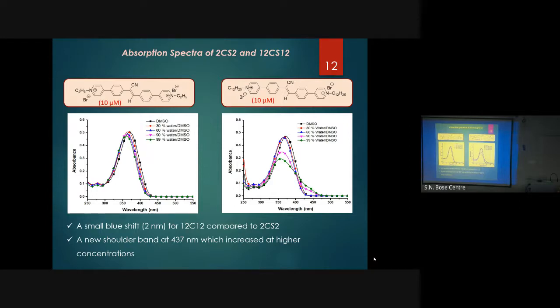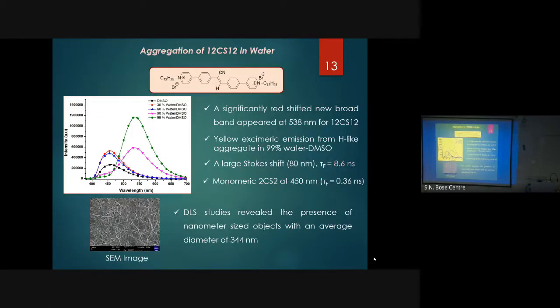But when you go to C12, especially at 90 and 99% water, you see a decrease in the absorption as well as a shoulder band coming up, and these things told us that it is undergoing aggregation. When you look at the emission spectra, there is a very drastic change.